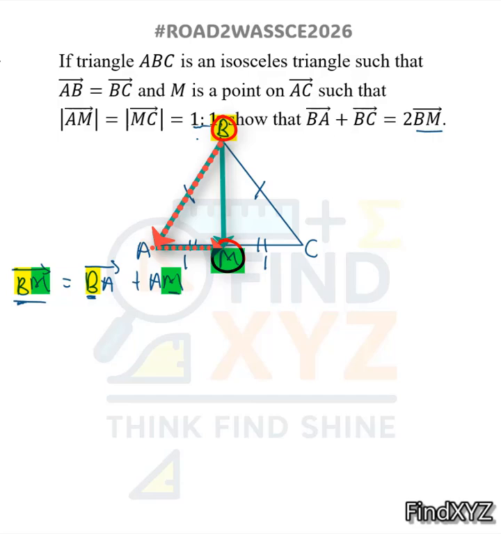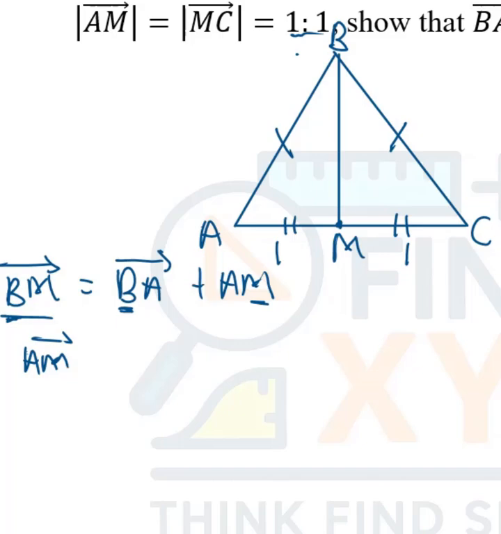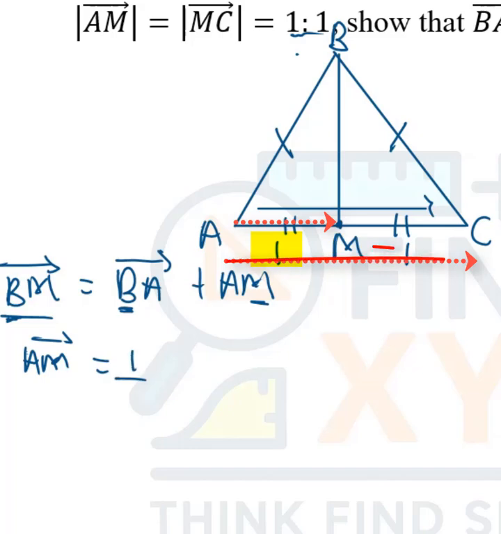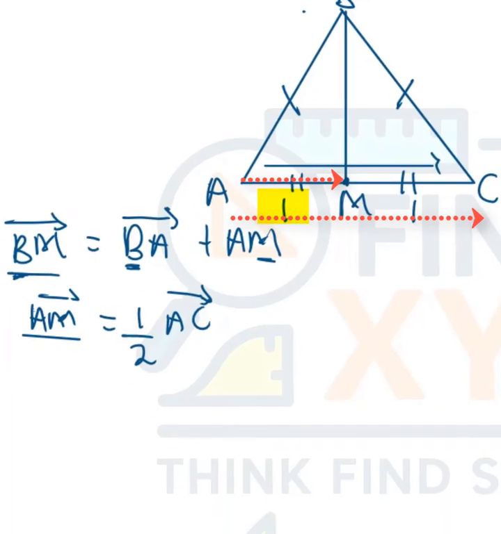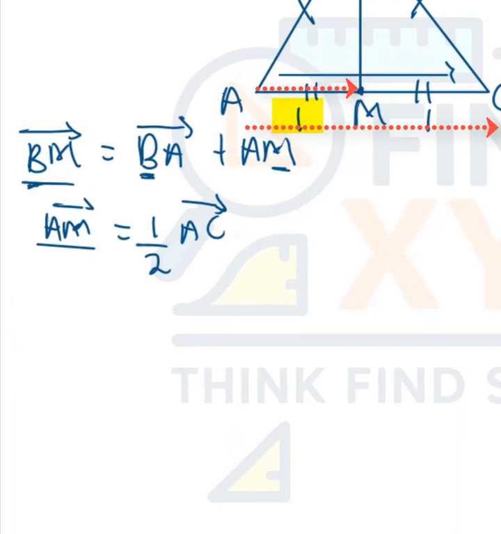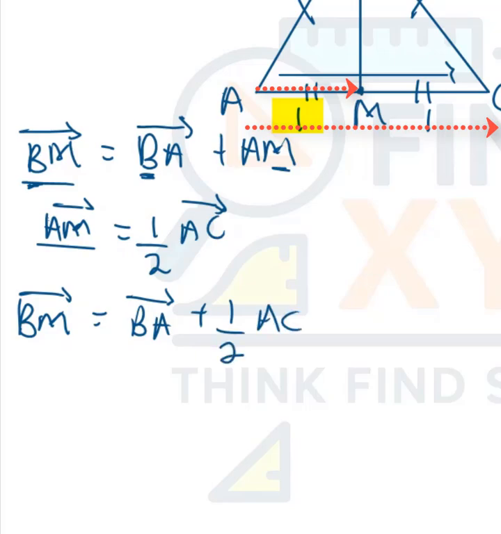But watch this. What is vector AM? We know that vector A to M is 1 out of the whole vector AC. So we are moving in this direction. So we can say vector A to M, since this is 1, this is 1 out of, what is the whole vector? So 1 plus 1 will give us 2. So 1 out of 2 of what vector? A to C. That is the bigger vector. So A to C. In place of vector AM, I can write it as half of vector AC. So let's substitute that. So I can write vector BM is equal to vector BA plus half of vector AC.